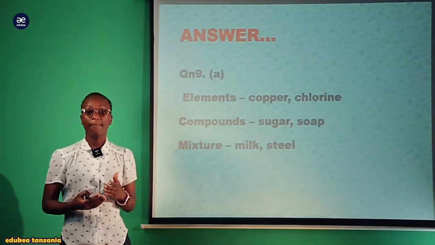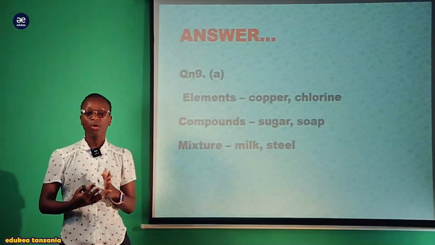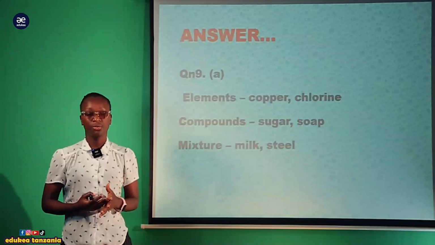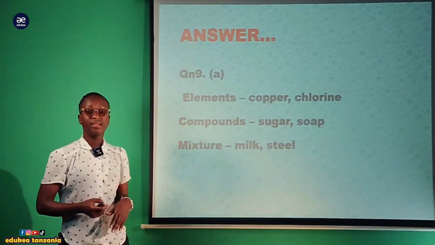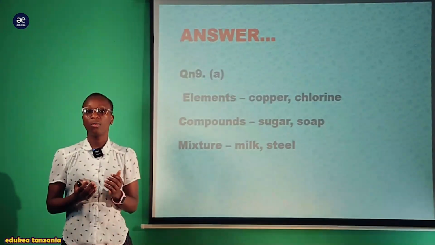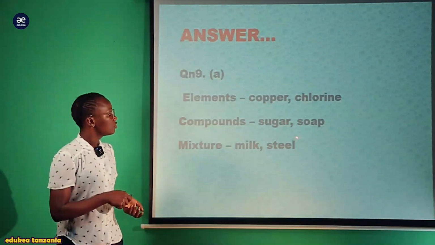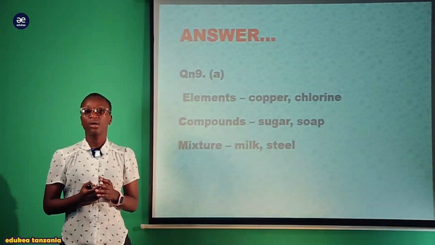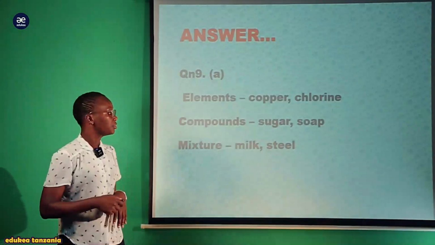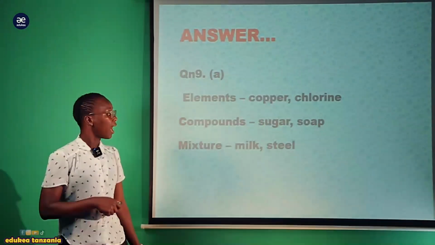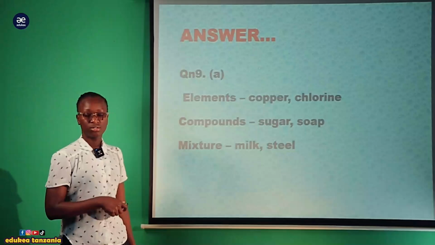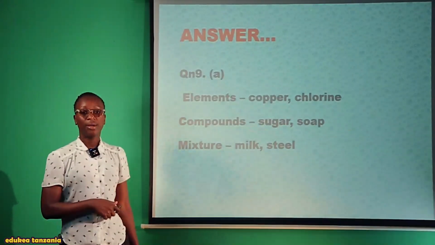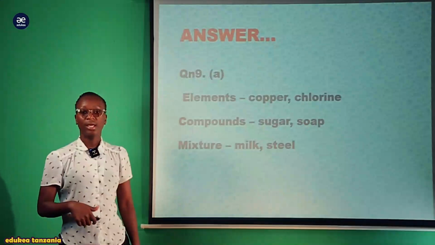Kwa sababu tunavyoongelea compound tunaongelea ile combination of two or more substances ambazo zinakuwa katika different ratio. So you can see that sugar is a compound. But also the soap imekuwa ni substances zimecombine together kutengeneza hiyo compound ambayo ni soap au sugar. So the compounds are sugar as well as soap. Kwa hiyo mwanafunzi atakiwa identify kwamba hii ni compound na hii ni element.